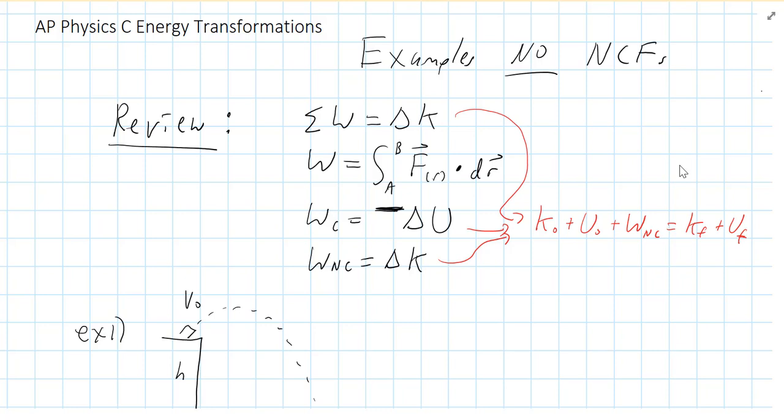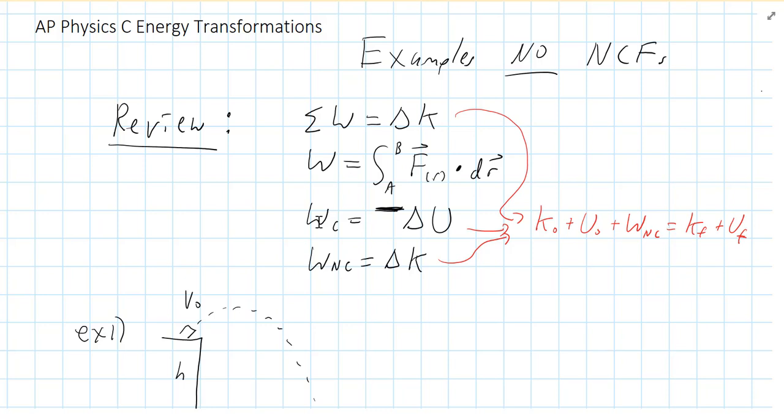I did write a little review here. You're welcome to write that down if you want, but it's stuff we've already talked about. Net work: if I have all the work done by all the forces acting on an object, that equals a change in kinetic energy. Work done by any individual force is the integral of F dot dr. So sometimes we do have to actually integrate that.